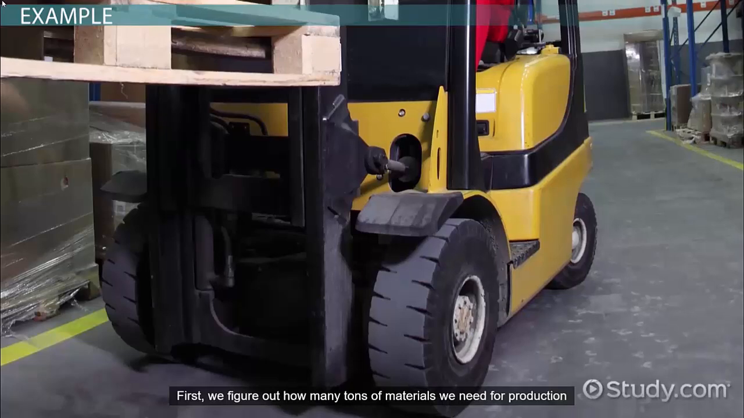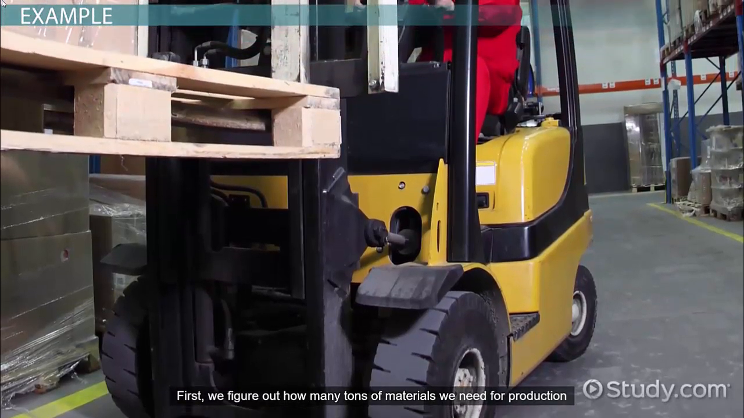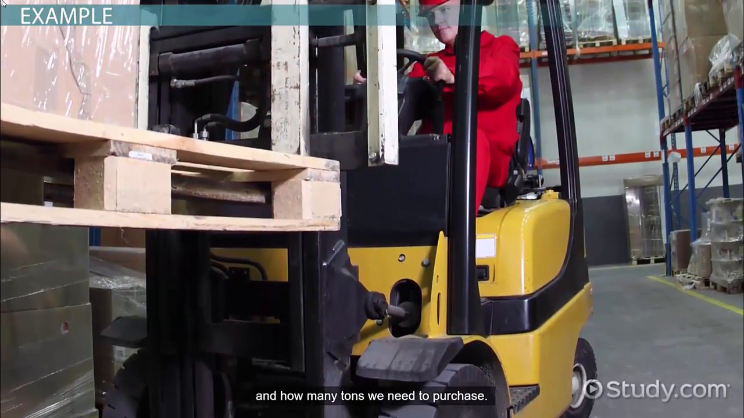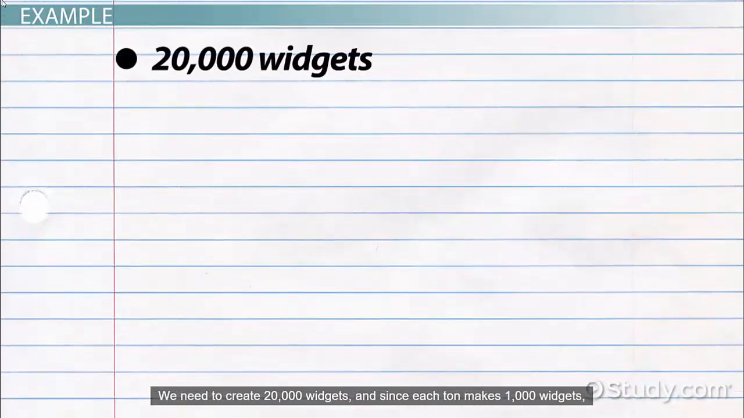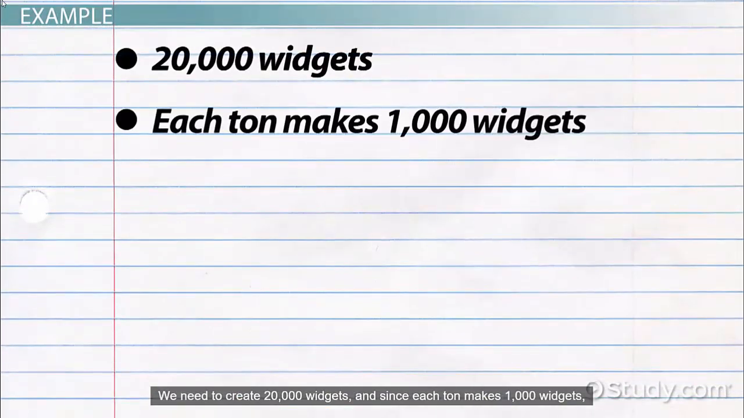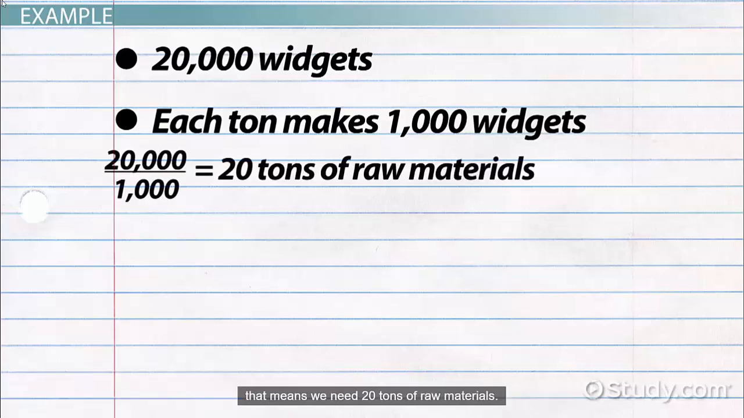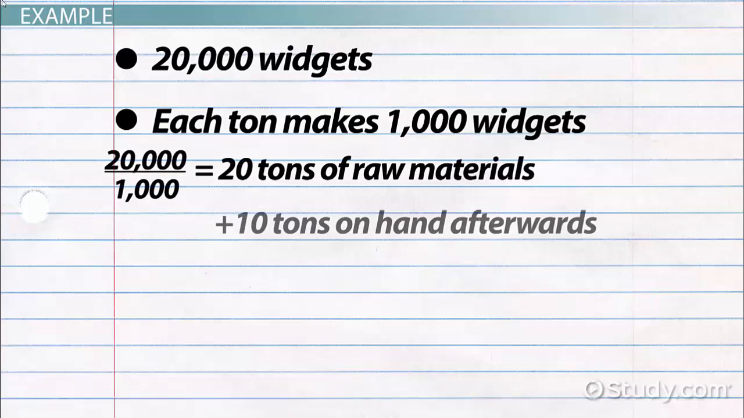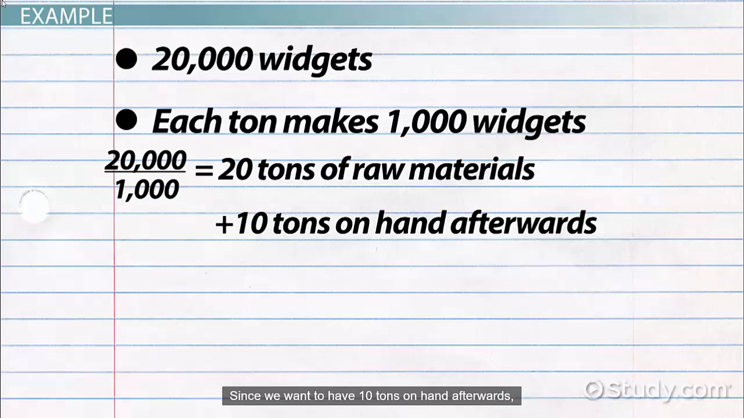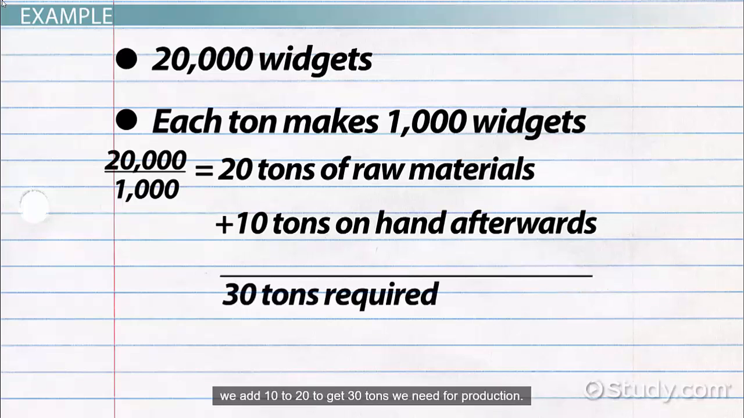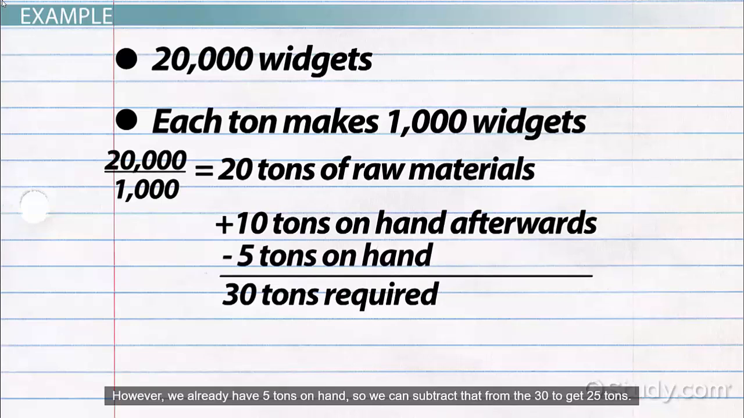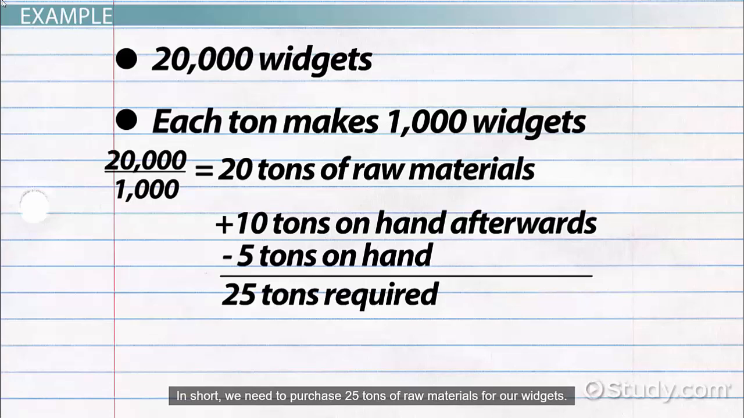First, we figure out how many tons of materials we need for production and how many tons we need to purchase. We need to create 20,000 widgets, and since each ton makes 1,000 widgets, that means we need 20 tons of raw materials. Since we want to have 10 tons on hand afterwards, we add 10 to 20 to get 30 tons we need for production. However, we already have 5 tons on hand, so we can subtract that from the 30 to get 25 tons. In short, we need to purchase 25 tons of raw materials for our widgets.